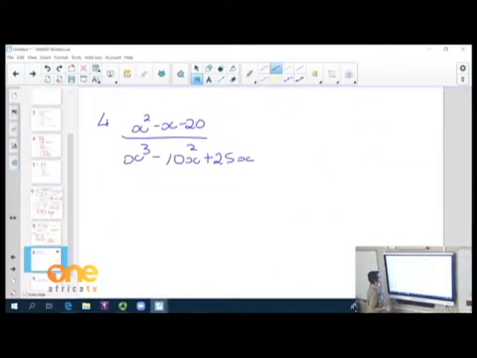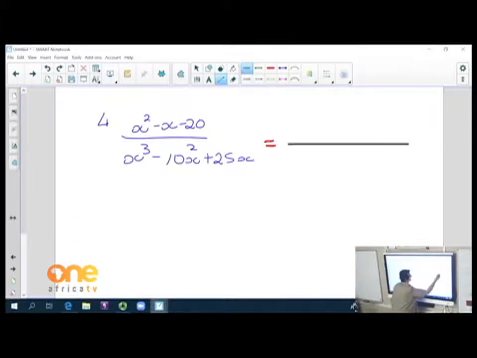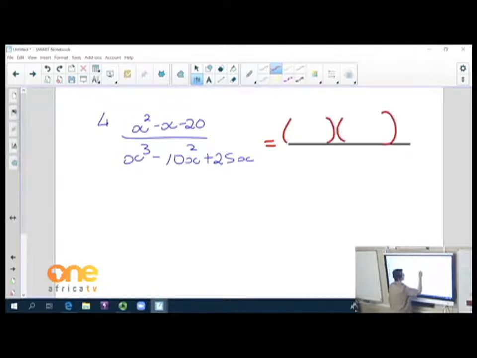Question 4. What do we have here? 2 trinomials. And we'll have to factorize them before we can simplify anything. Right, so this is a trinomial. Factorize there. X and x. Which factors of 20, when you subtract it, will give you a 1? That is 5 and 4. Signs differ. The biggest combination. Now, which one is the biggest one? This one. So this one is negative, and that one is positive.